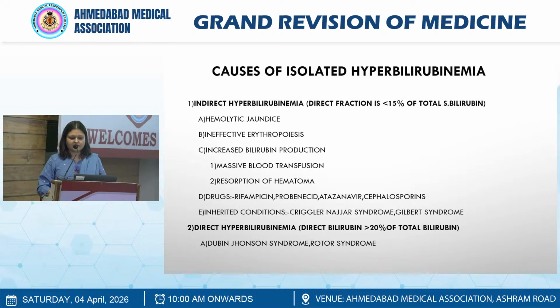Now causes of isolated hyperbilirubinemia. Here the liver enzymes are absolutely normal. Only bilirubin is raised. So two types of bilirubin, direct and indirect. Direct is conjugated, indirect is unconjugated. So let's see the indirect hyperbilirubinemia.